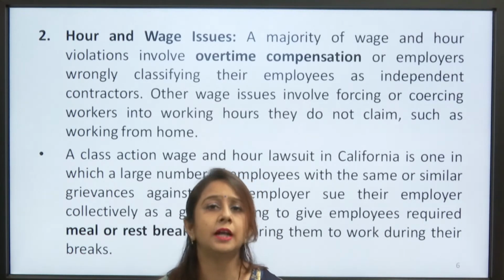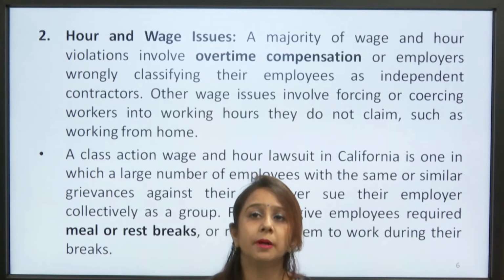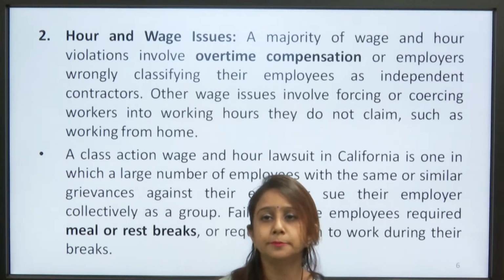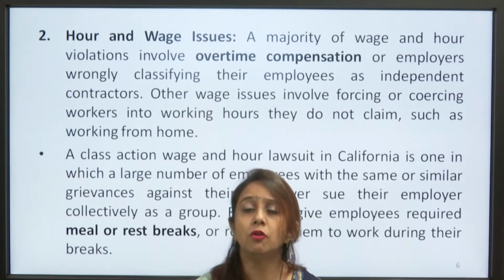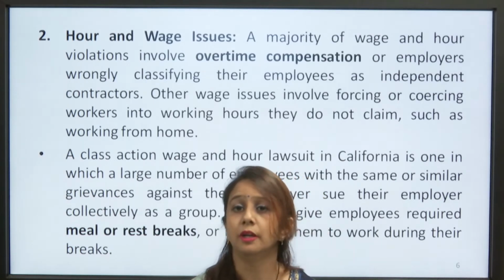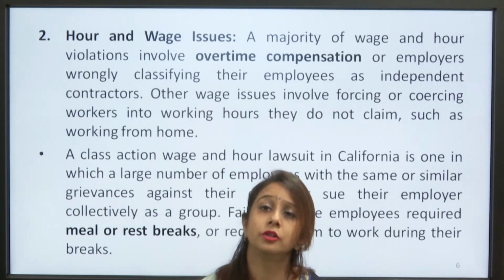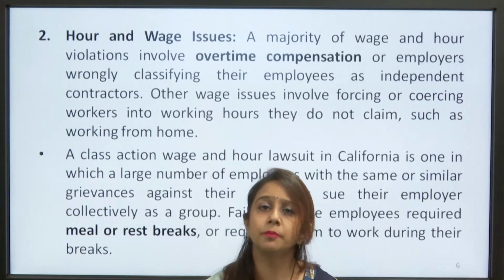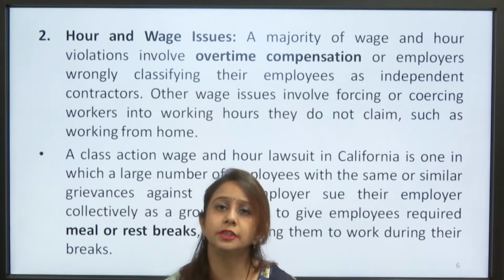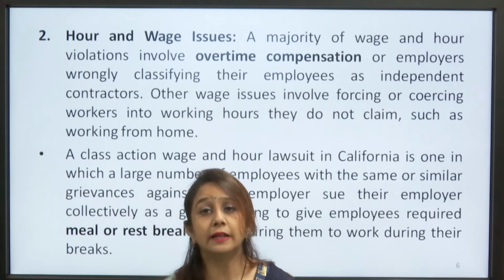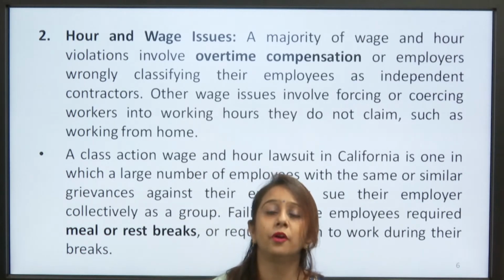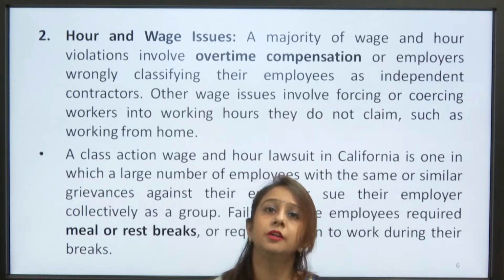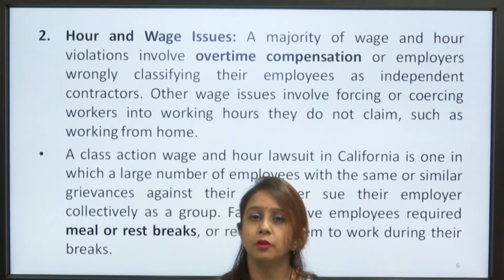A majority of wage and hour violations involve overtime compensation, or employers wrongly classify their employees as independent contractors. Now over here, when we talk about overtime compensation, it is directly related to the rule or the law of classes of workers. A major problem occurs when the organization wrongly classifies its employees. That is why classification of employees was important, that we discussed in the earlier stage. Once you have classified your employees, the wage and hour has to be set up for these particular employees.